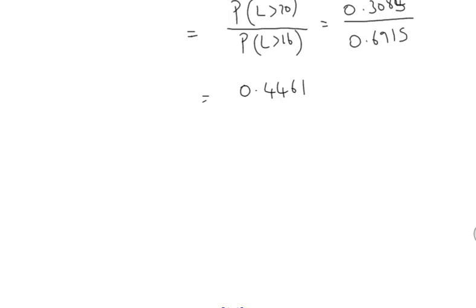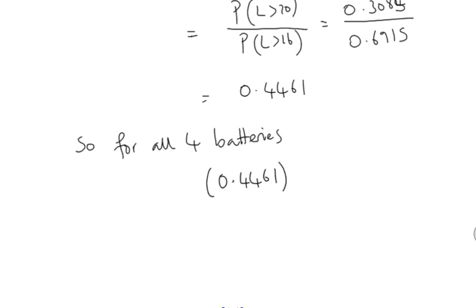And so that's the condition for 1 battery. For all 4 batteries to survive, thus the calculator works, we're looking at 0.4461 to the power 4, and that's 0.04 roughly, about a 4% chance of that happening.